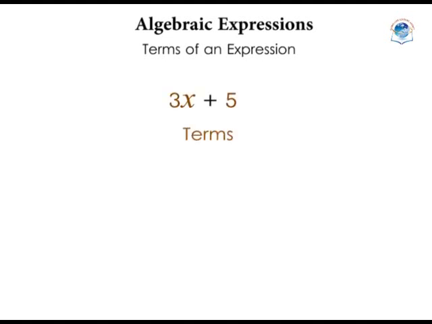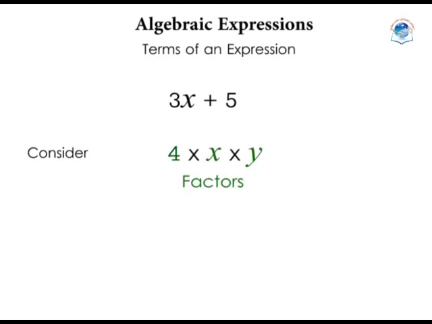A term is formed from its factors. But what are these factors? Consider the term 4xy. It is formed by multiplying 4 times x times y. We say that 4, x, and y are the factors of the term 4xy. The factors cannot be factorized further. The numerical factor of a variable term is called its coefficient. In the term 4xy, 4 is the coefficient of the term.